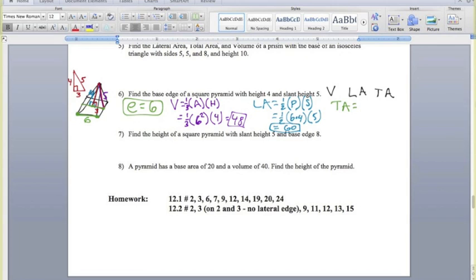Total area, we talked about in the last lesson, there are not formulas on the sheet for total area because total area is lateral plus bases as a general idea. When we were doing a prism, we had 2 bases because we had a top and a bottom. When we're doing a pyramid, we only have 1 base because the top is just a point and there's no area there. So we're going to take our lateral area of 60 and add to it the area of just the 1 base. And since that base is a square, its area will be 6 squared. So 60 plus 36 is 96.